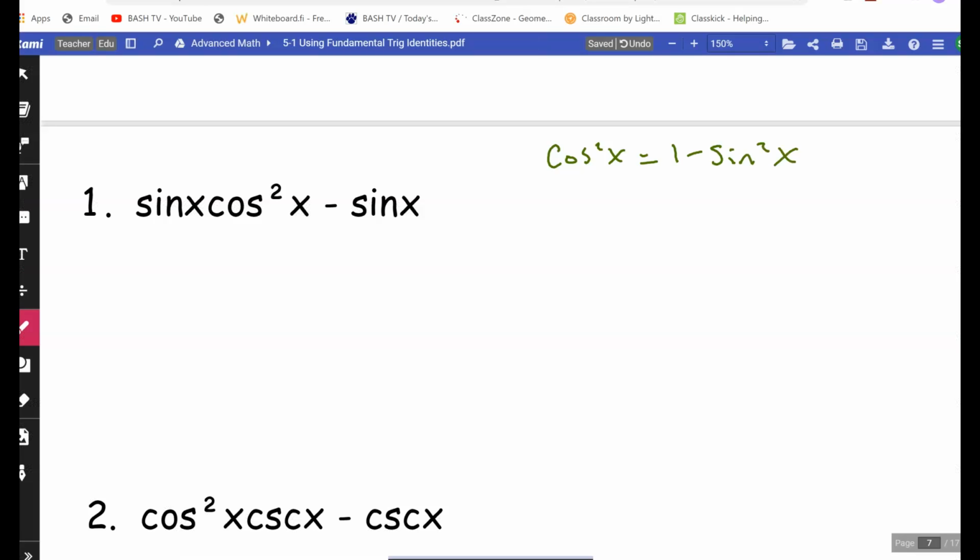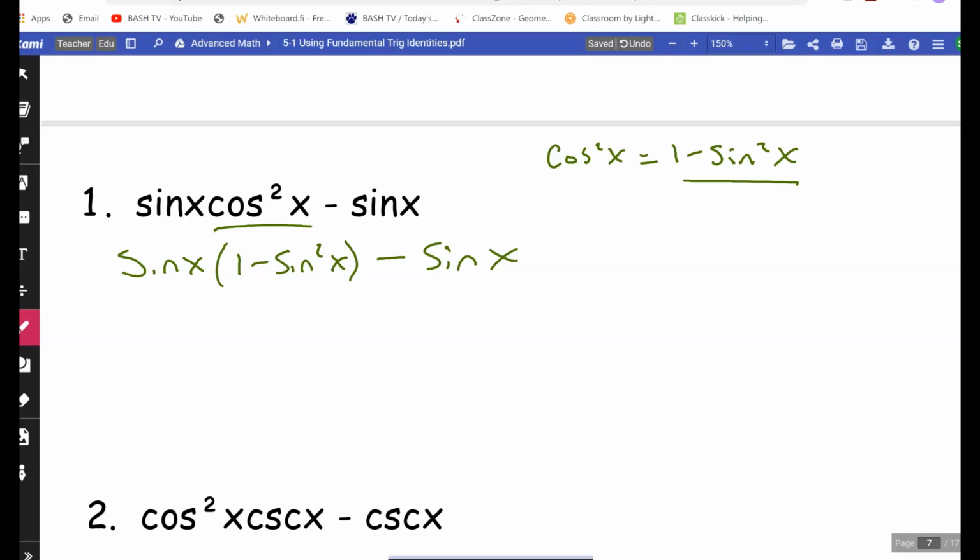Okay. Now, why is that beneficial? Well, I'm going to change that to this, so that I have... Okay. Now everything is in terms of sine. Now I can work it out.